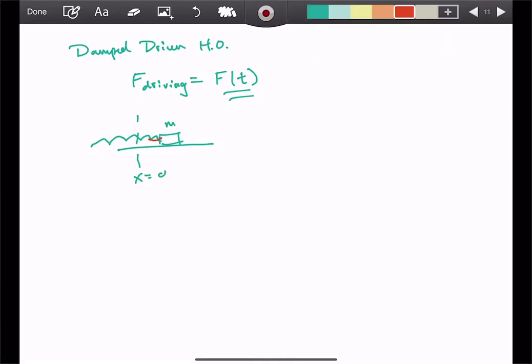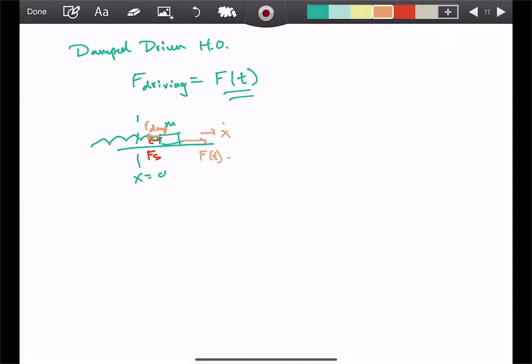We know we have our spring force pushing back in this direction. We have our retarding force. Let's say it's moving to the right, so this is my velocity x dot. I'm going to get my damping in this direction, so this is my damping force. And then on top of that, we have our driving force, where our driving force is going to be in this direction.